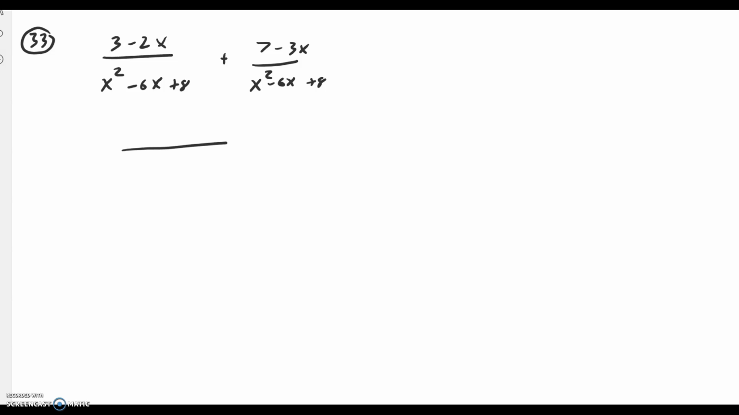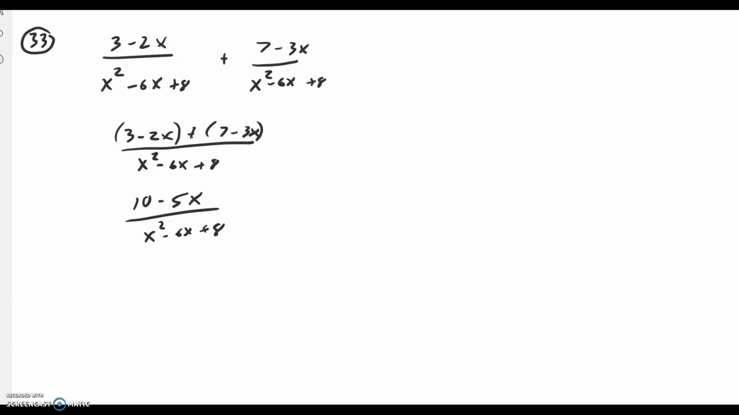So again, we're adding two fractions that have a common denominator given to us. So we're going to collect the numerators by addition, since it's an addition problem. If it was a subtraction problem, we would subtract the two numerators and put them all over that common denominator. 3 plus 7 is 10. Negative 2x plus negative 3x is minus 5x.